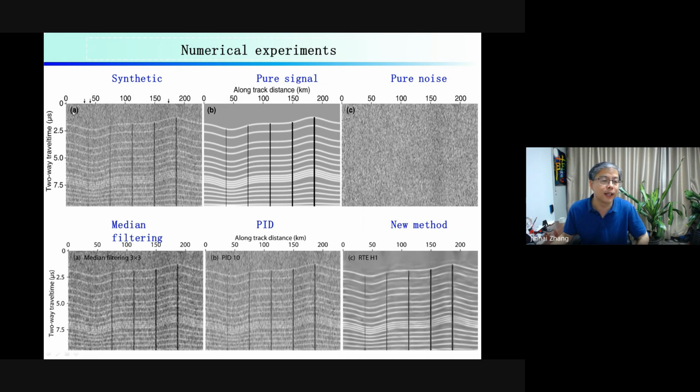For the input data, we use 3 methods to perform some numerical comparison. We can see that the popular median filtering method cannot improve the result, even though we use a 3 or 5 template. And for PID, which is popular in image denoising, the denoised result is not that good.